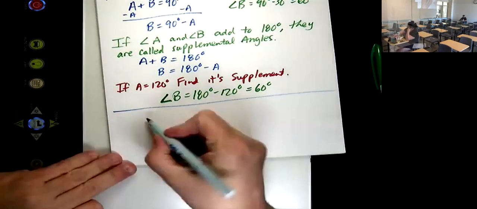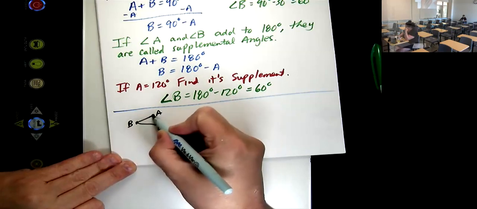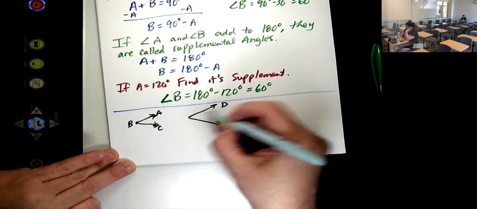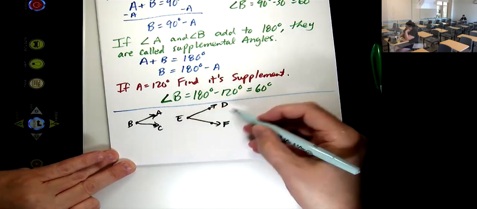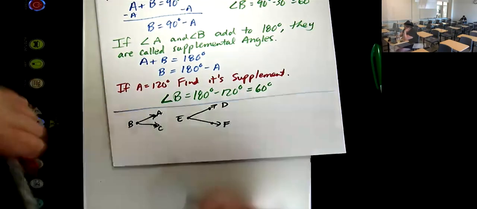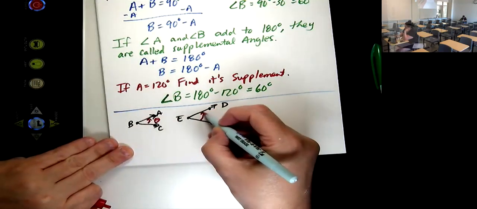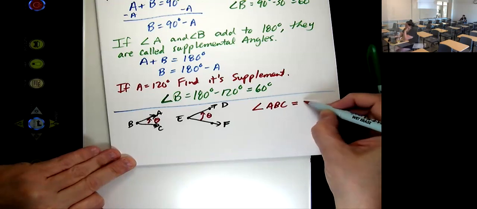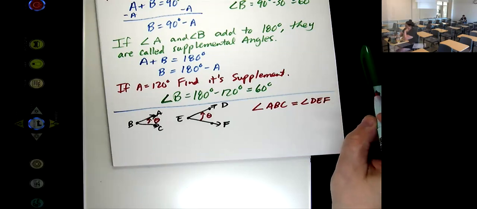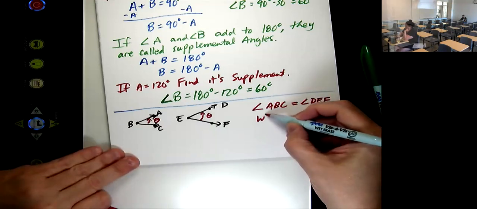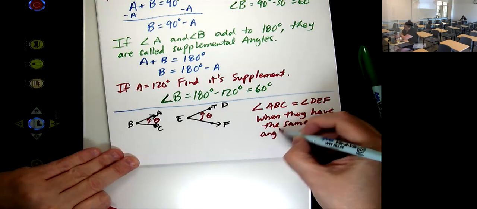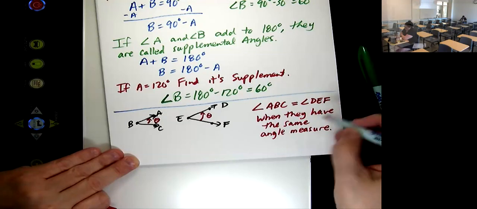So if I have two angles, let's call this ABC and this is DEF, and the measure of the angles is the same, I'll call that theta, and this is also theta, then these two angles, ABC is said to be equal to DEF, when they have the same angle measure. They are equal angles.